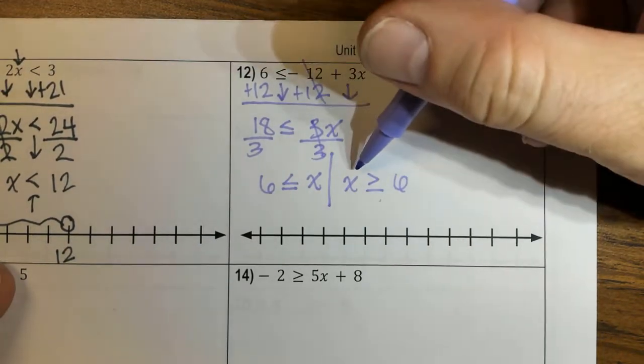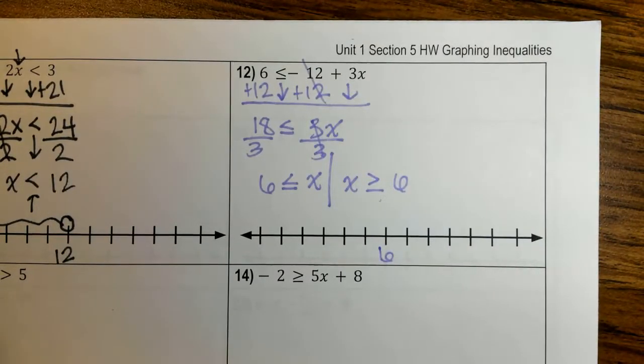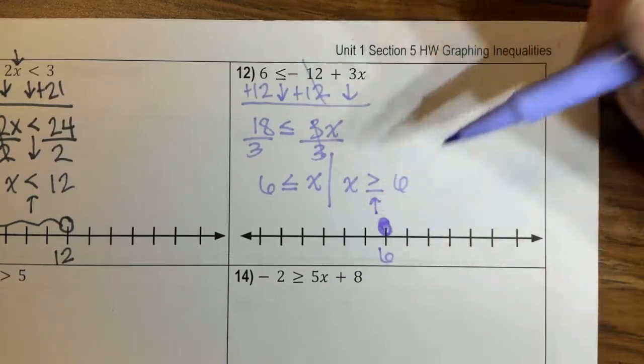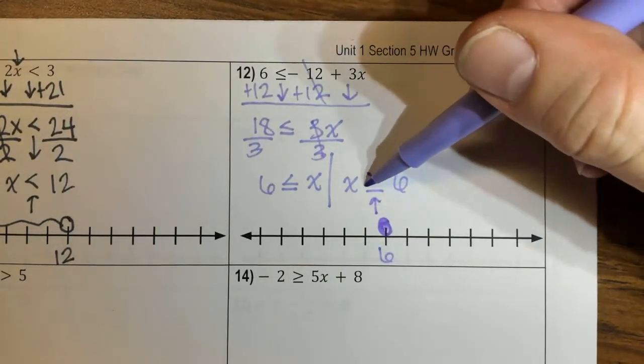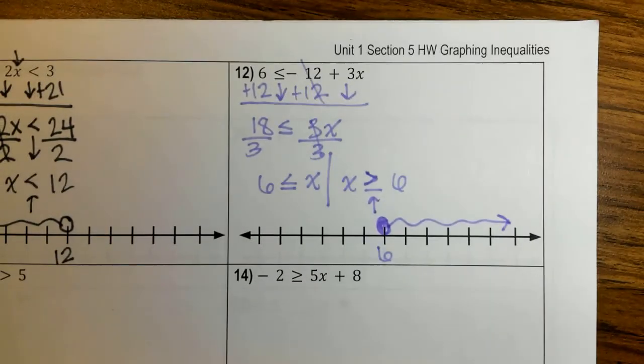All right, so now x is on the left, so I can write my 6 somewhere on the number line. And my symbol right here is underlined, so I have a closed circle. And because it's greater than, that goes to the right. And I'm done with that one.